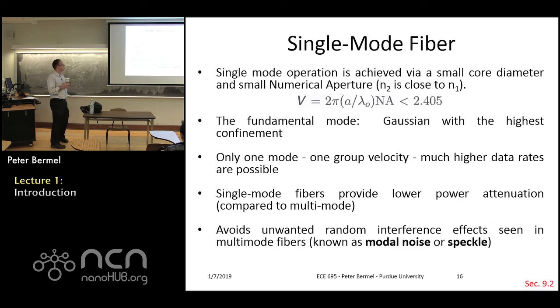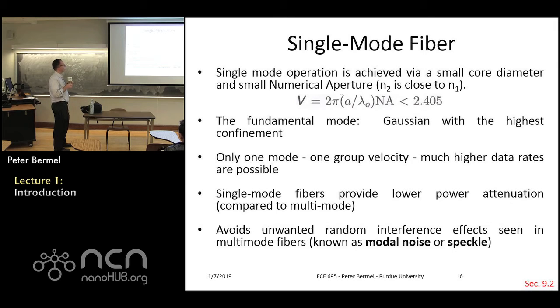So that tells you that if you want a fiber that supports just one mode at a given wavelength, you must choose the V value to be less than 2.405. And that tells you basically how large the core should be.